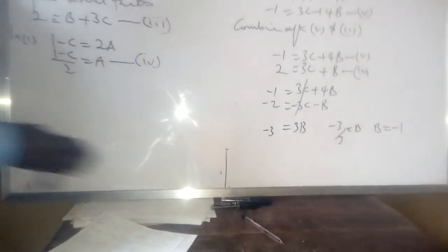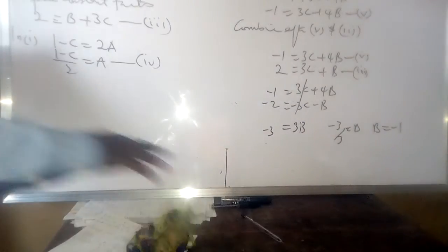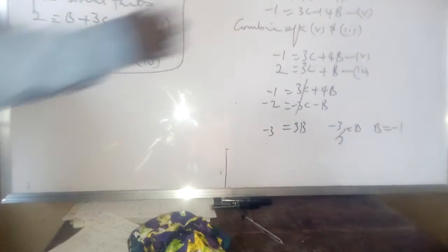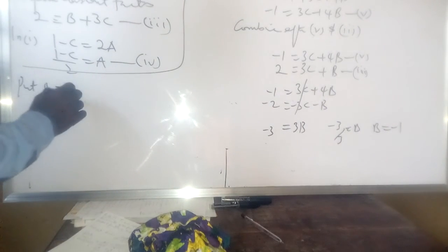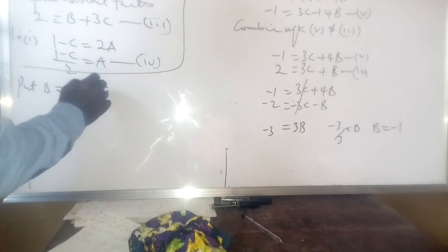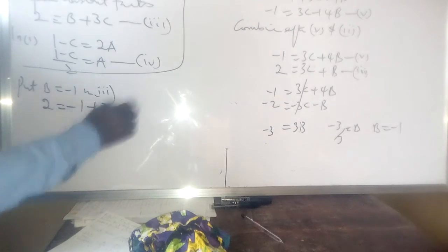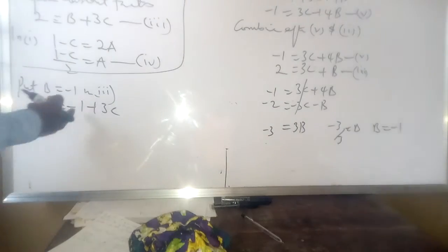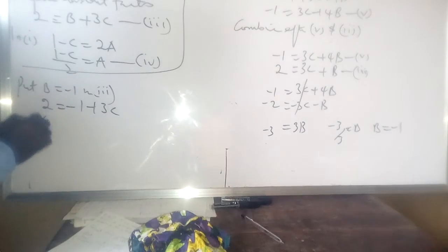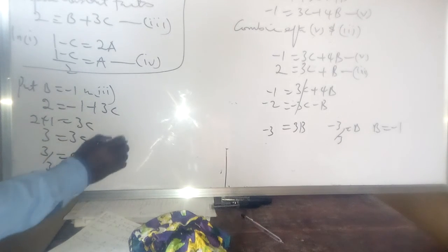To get c, put b equal to minus 1 in equation 3. So we have 2 is equal to b plus 3c. That will be 2 is equal to, because our b is now minus 1, so when minus 1 comes across, 2 plus 1 is equal to 3c. So 3 is equal to 3c. So 3 over 3 is equal to c. Our c is equal to 1.